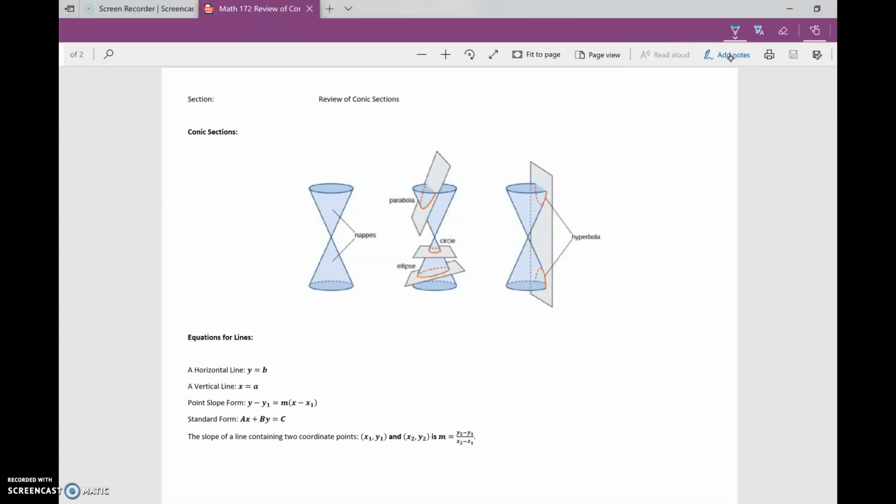Hi class, we need to take a look at the next section, and the next section deals with conic sections. The conic sections that we're going to talk about are, well, technically we have to review lines. We'll talk about ellipses, parabolas, and hyperbolas. Whoops, I forgot the circles.